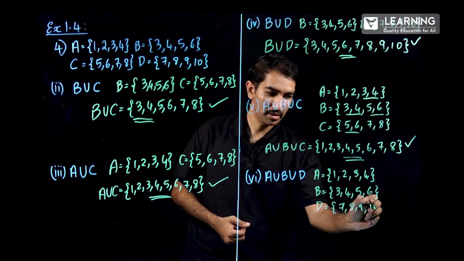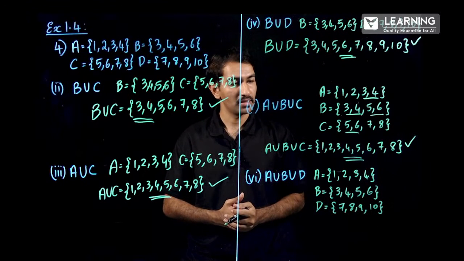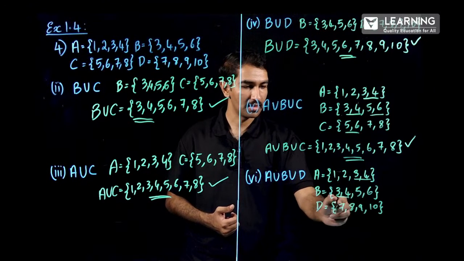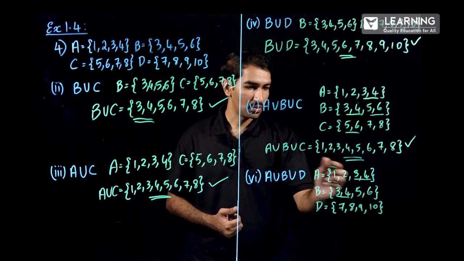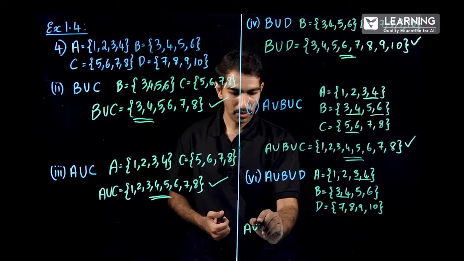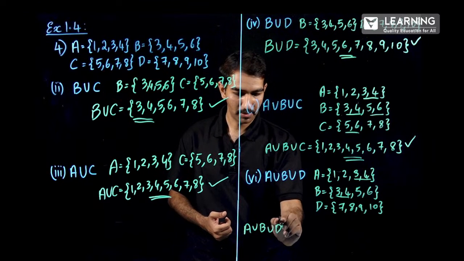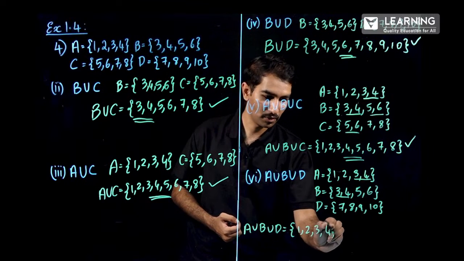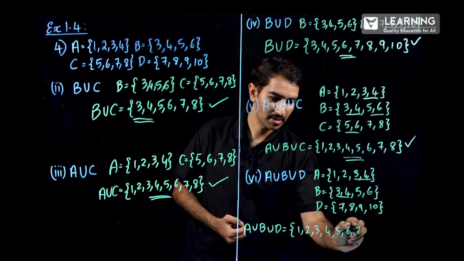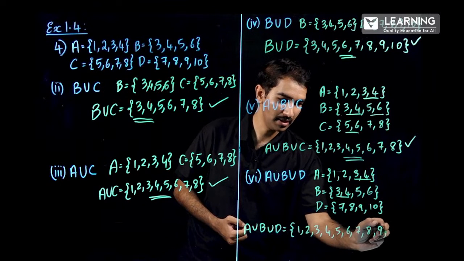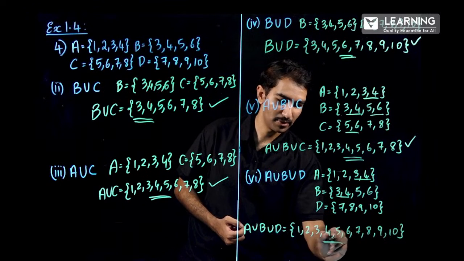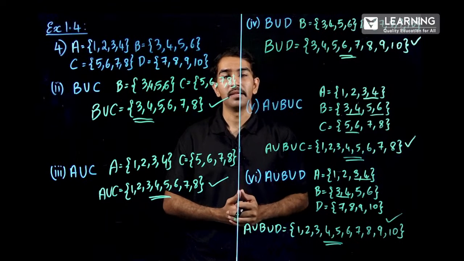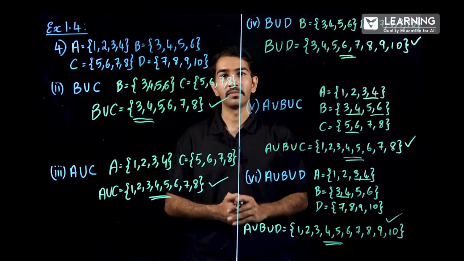Again it is a union, repeating elements must be written only once. So 3, 4 and 3, 4 repeating here. Apart from these both, nothing else is repeating. Correct? So how do we write this now? A union B union D can be written as 1, 2, 3, 4, 5, 6, 7, 8, 9 and 10. So this will be your right answer for sub question number 6.